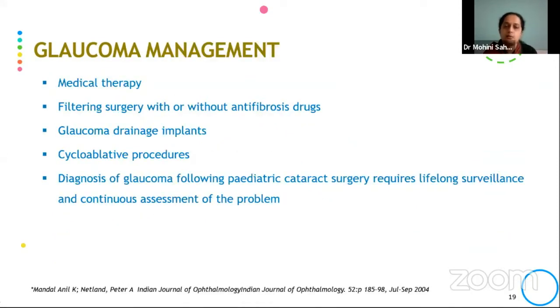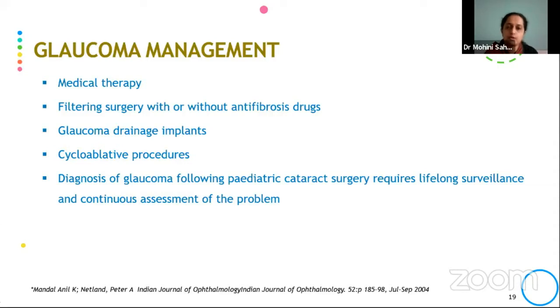Unlike congenital glaucomas, the management here is primarily medical therapy with beta blockers and carbonic anhydrase inhibitors. Even pilocarpine has a role, especially in aphakic children. The success of filtering surgery has improved with the use of antifibrotic drugs like mitomycin C. However, there is the risk of endophthalmitis.